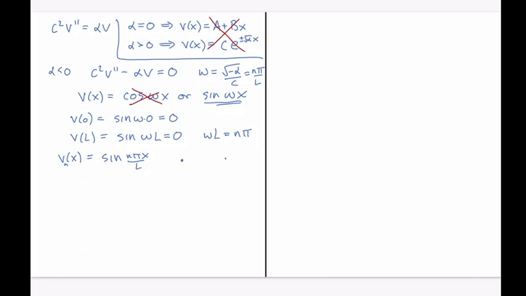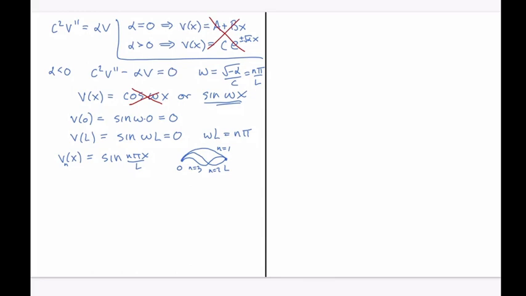They have to go through 0 at either end. Sine n pi x over L when n is equal to 1 is just a half wave that goes from 0 to L. When n is equal to 2, it's a full period. When n is equal to 3, it's a period and a half, and so on. So there we have n equal 1, n equal 2, n equal 3, and that keeps on going. All of those will be reasonable solutions.